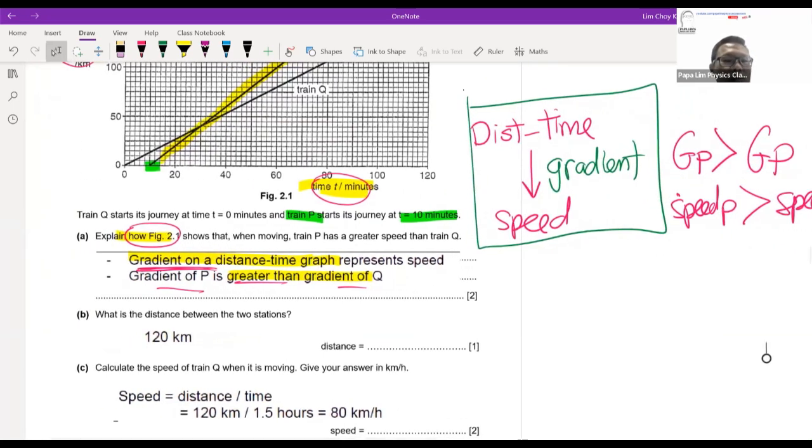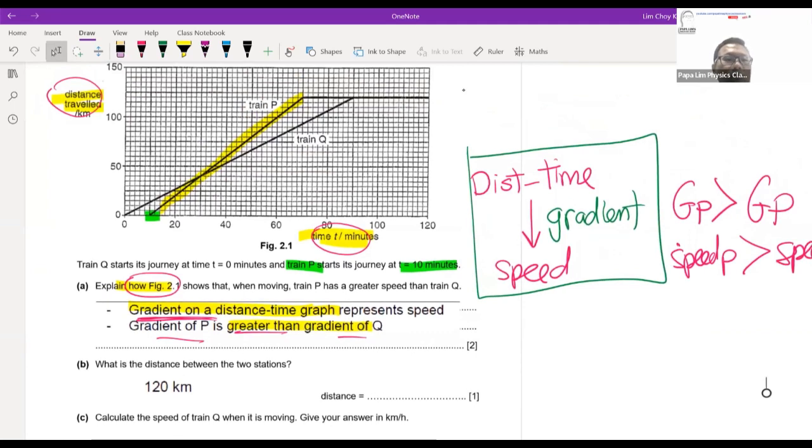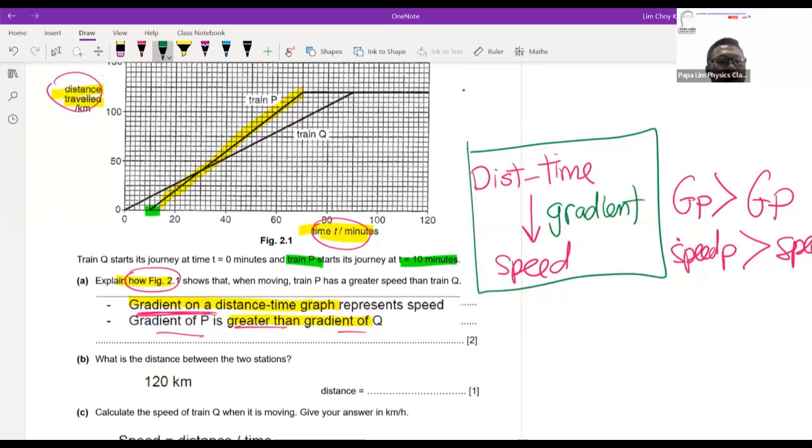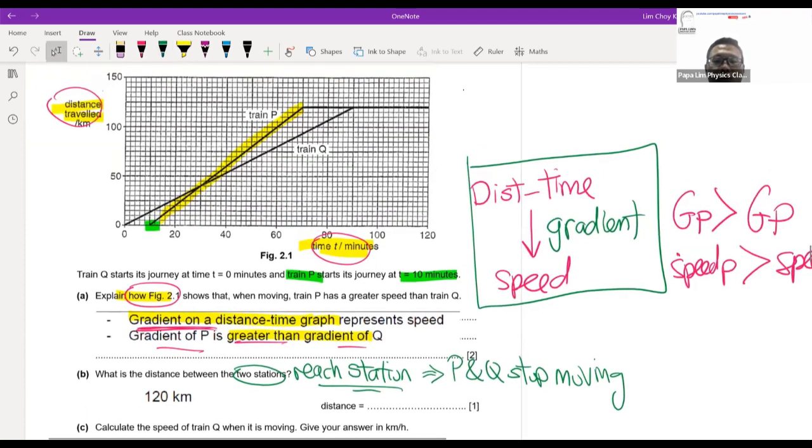Now, what's the distance between the two stations? One of the important things you have to take note of is that the distance between the two stations is where the trains arrive at the station. When they reach the station, both P and Q are stationary. So how do I know P and Q have reached the station? It is where P and Q actually stop moving. As P and Q stop moving, it means they have reached the station. From the graph, you will know that P and Q stopping implies that they stay at the same distance as time passes by.